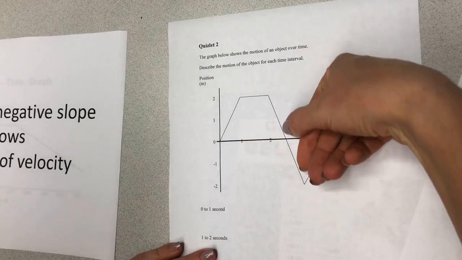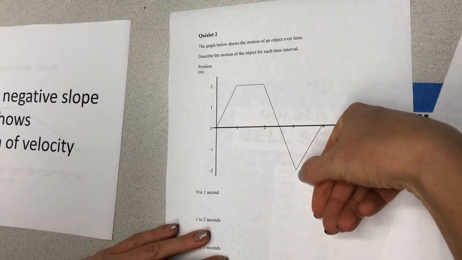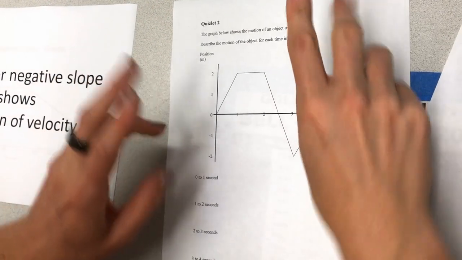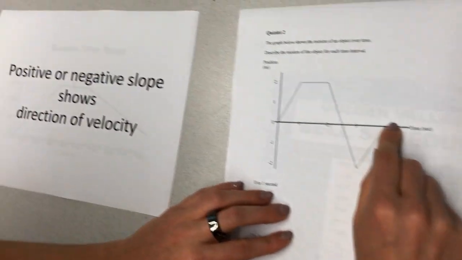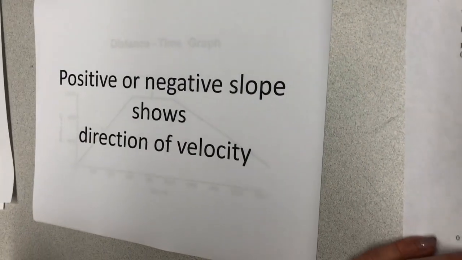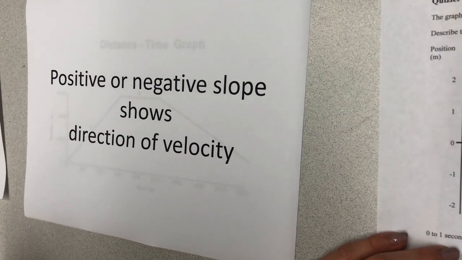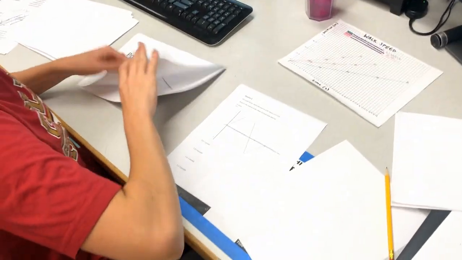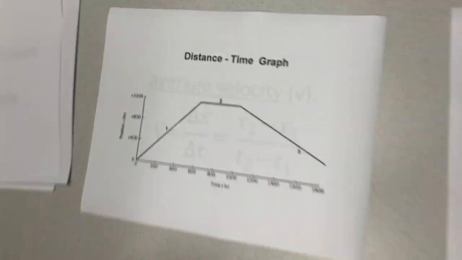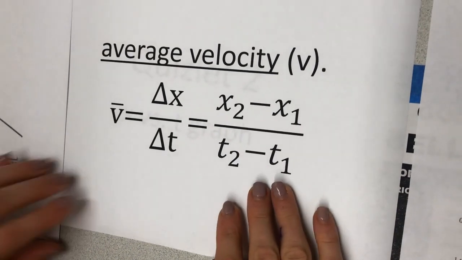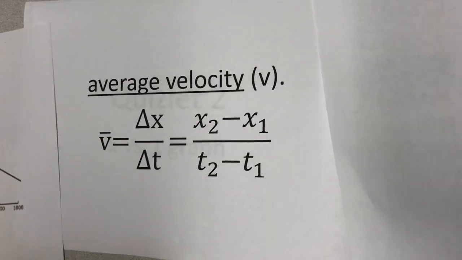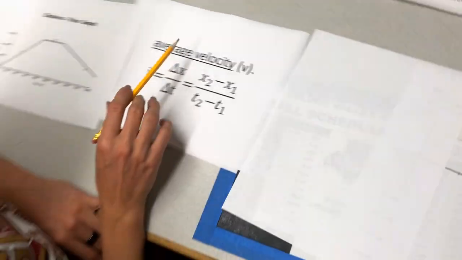Now what is the direction of this slope? That's negative slope. And then this one is positive slope. Positive or negative slope shows the direction of the velocity. So, let's look at a new graph. Here is our equation for average velocity, and what we can do is calculate the average velocity.